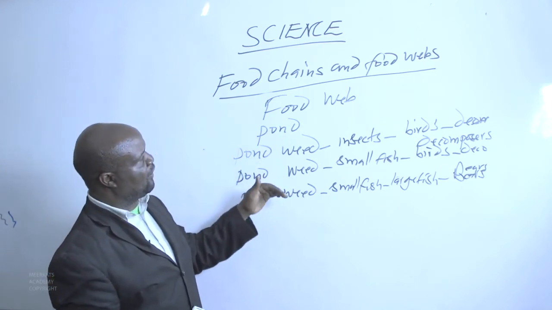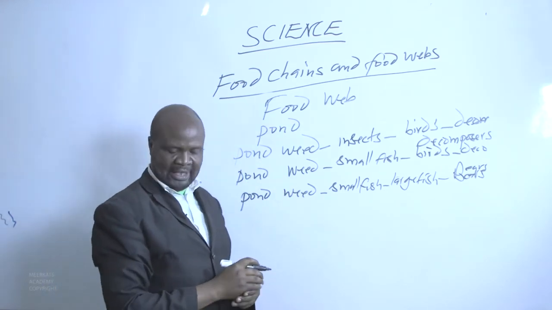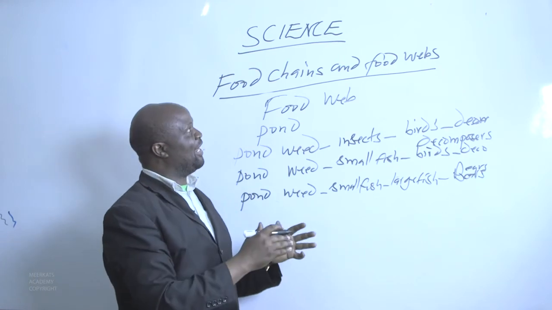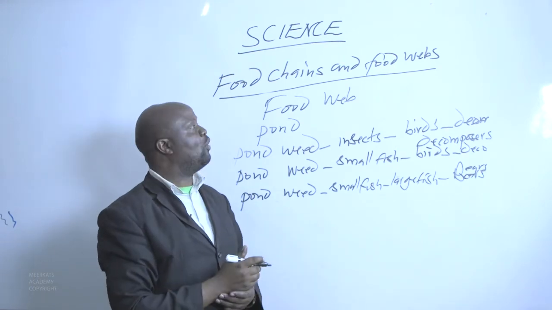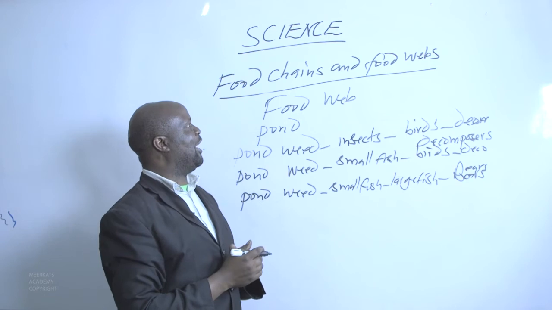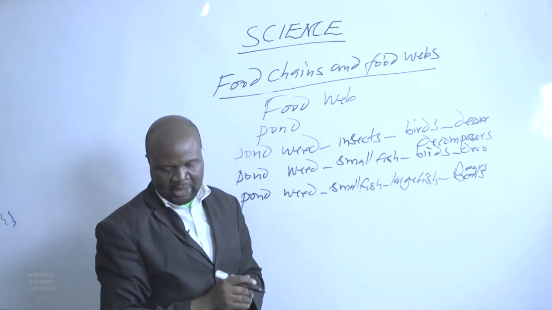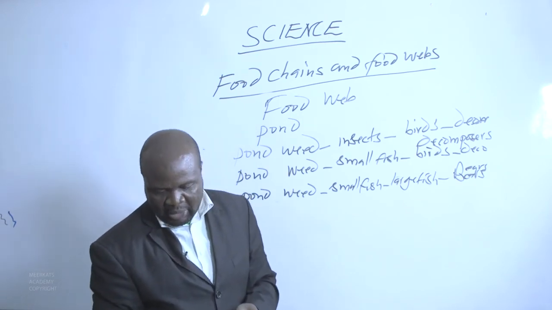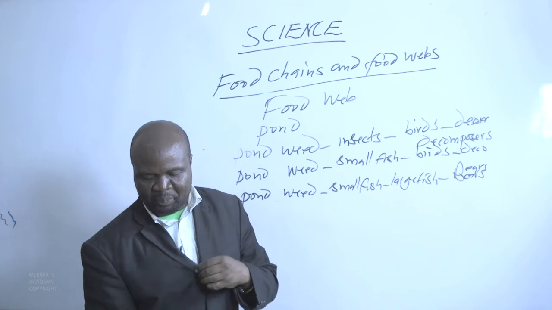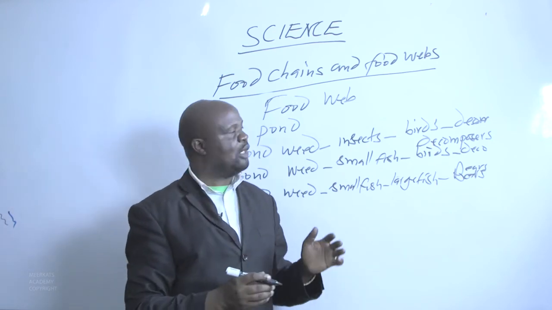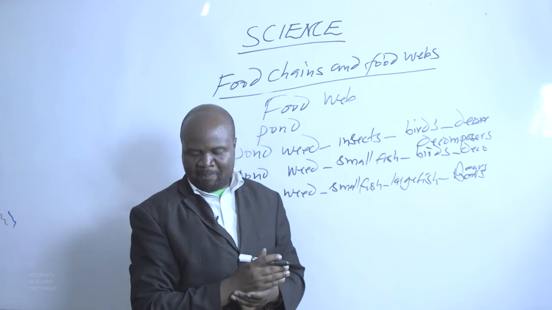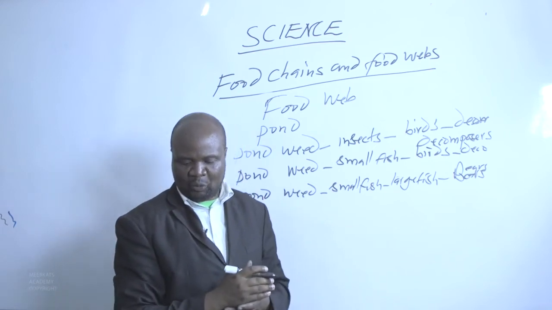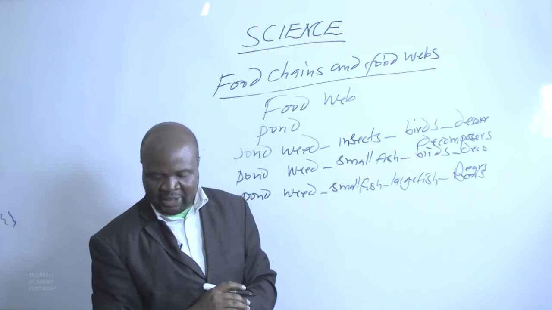All these different kinds of food chains that can exist in a particular pond, when we combine all of them, is what we refer to as a food web. When we join a number of food chains together, they produce what we call a food web.